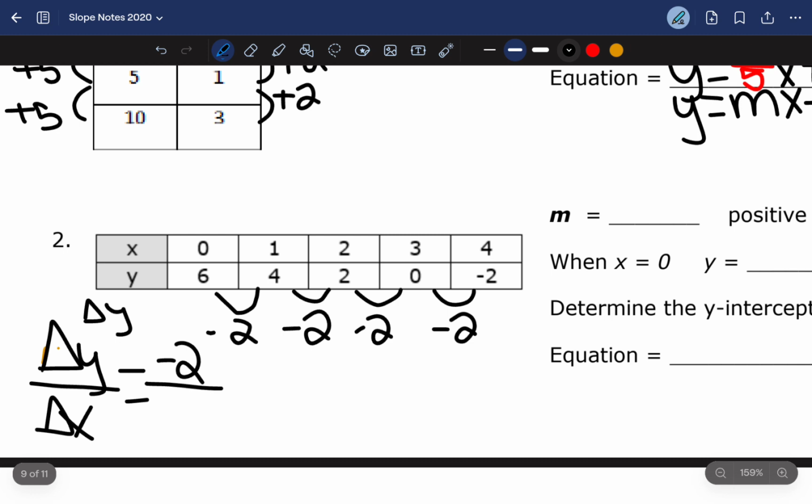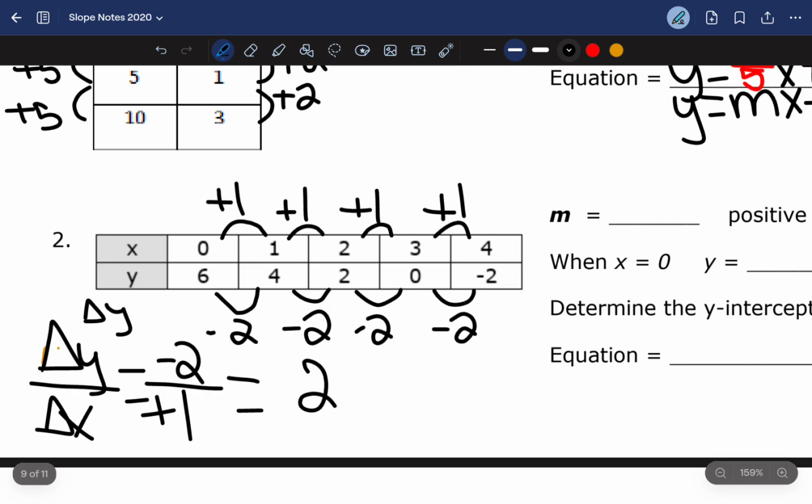So looking at those x values from 0 to 1, I had to add 1. Remember, we're looking for that pattern. Adding 1. 2 to 3, we added 1. And then 3 to 4, we added 1. So it's -2 over +1. Now, if we can simplify it, we will. So I'm going to think to myself, 2 divided by 1 is 2, and then a negative divided by a positive is a negative. So our slope, or m, or our rate of change, is -2.